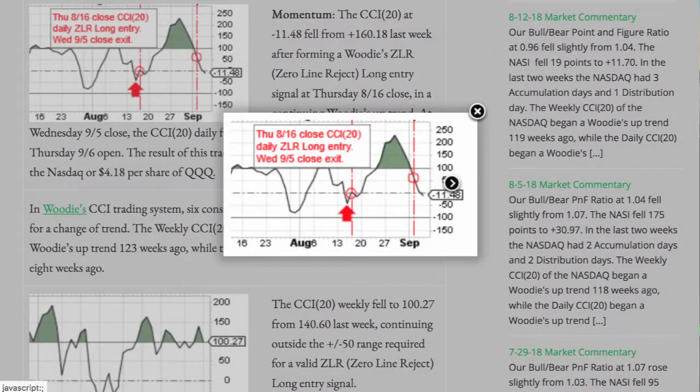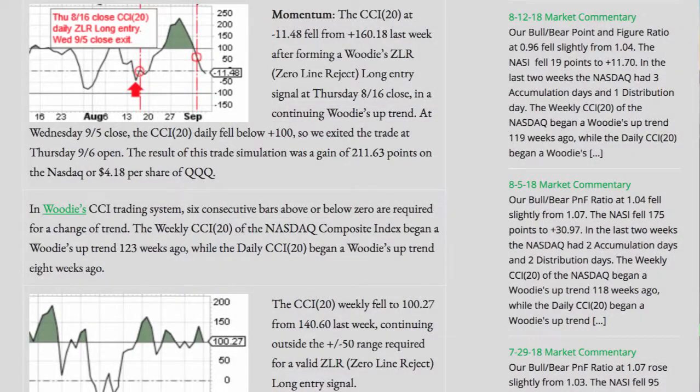Momentum. The CCI 20 daily, at a negative 11.48, fell from a positive 160.18 last week, after forming a Woody's zero-line reject long entry signal at Thursday 8/16 close, in a continuing Woody's uptrend. At Wednesday 9/5 close, the CCI 20 daily fell below plus 100, so we exited the trade at Thursday 9/6 open. The result of this trade simulation was a gain of 211.63 points on the Nasdaq, or $4.18 per share of QQQ.